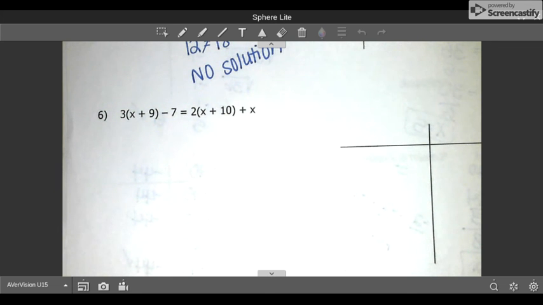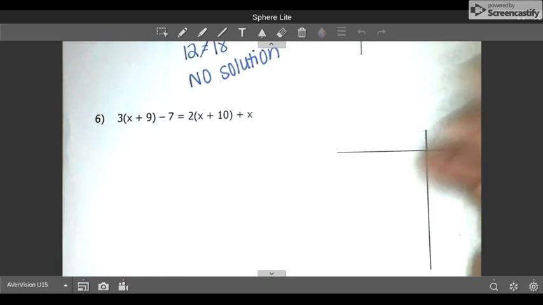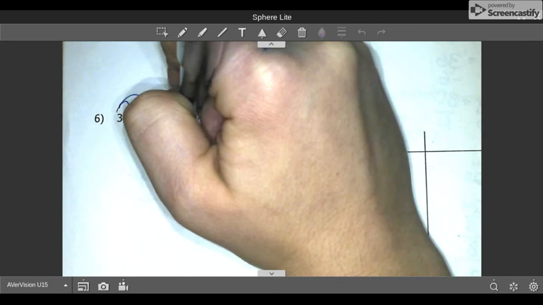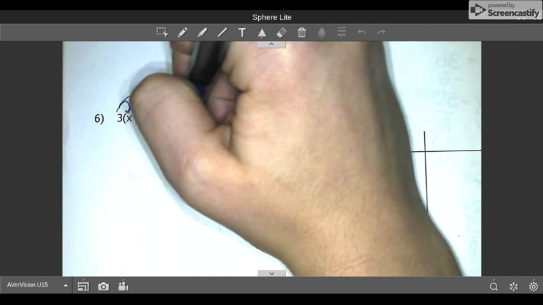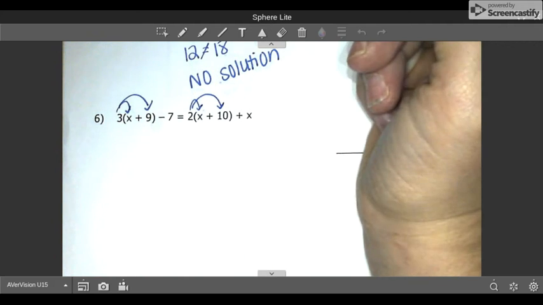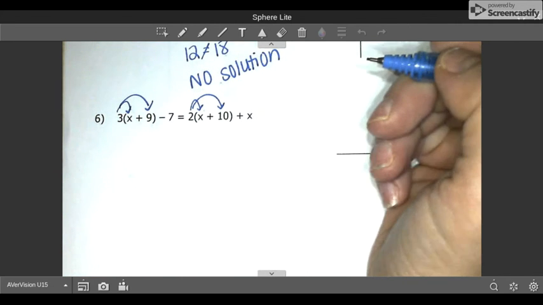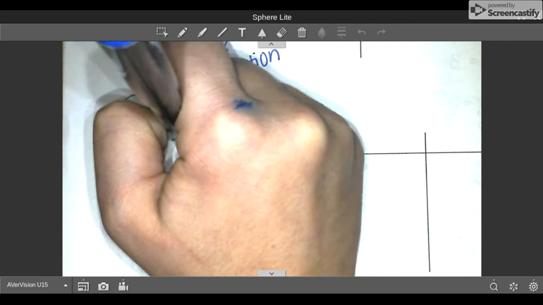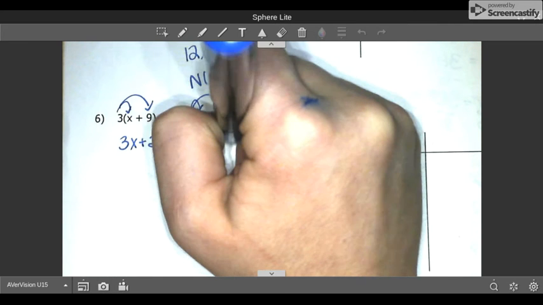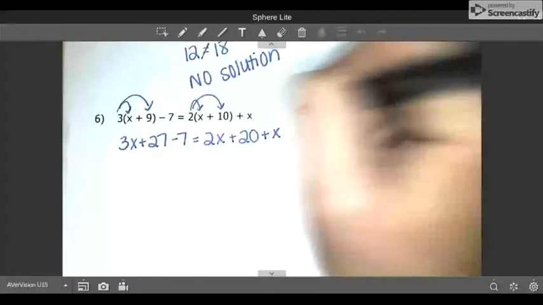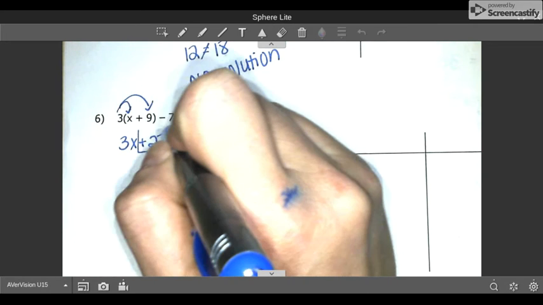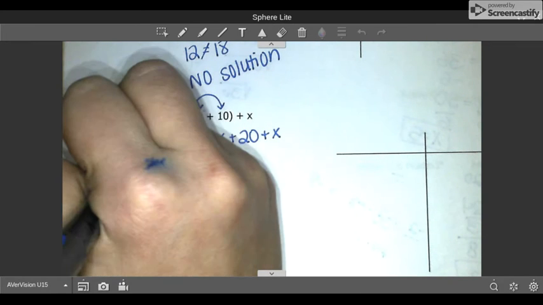Okay, so I'm on number 6 of this homework assignment, and I'm going to go through it. So here we go. First thing I would do is distribute the 3 to the terms inside of the parentheses, and I would distribute the 2 to the terms inside the parentheses, and then I would see if I can combine any like terms. So I have 3x plus 27 minus 7 equals 2x plus 20 plus x. And then please notice that you can combine these constants over here to be 3x plus 20.